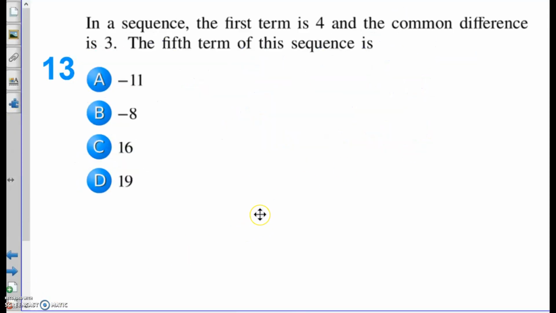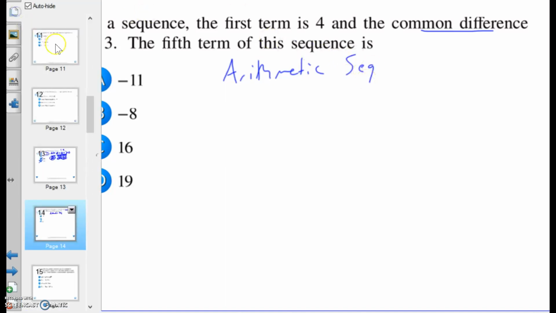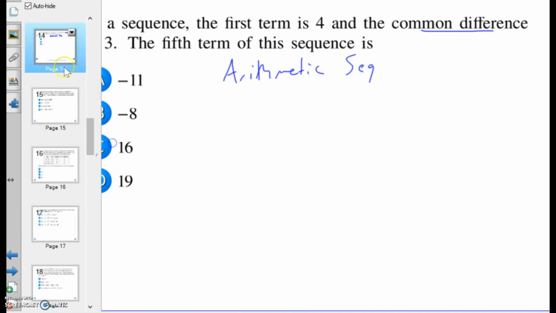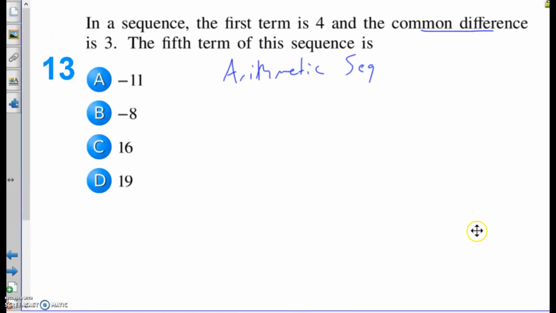Number 13. In a sequence, the first term is 4 and the common difference is 3. Find the fifth term. So common difference is a phrase that is reserved for the arithmetic sequence. And on your Regents reference sheet, it is an arithmetic formula of a sub n equals a sub 1 plus n minus 1 times d. And we got to just kind of plug in the things we need here.